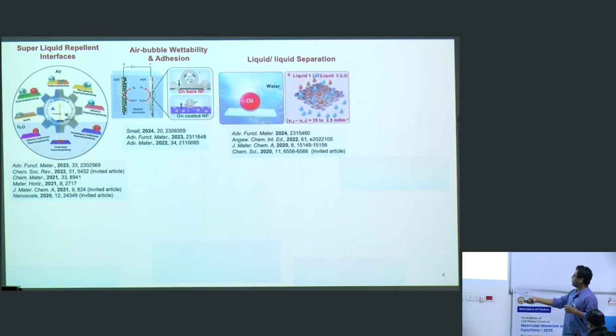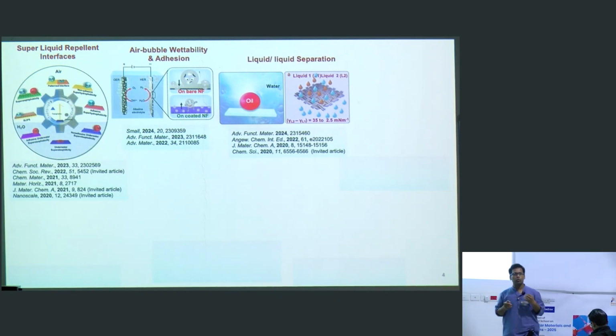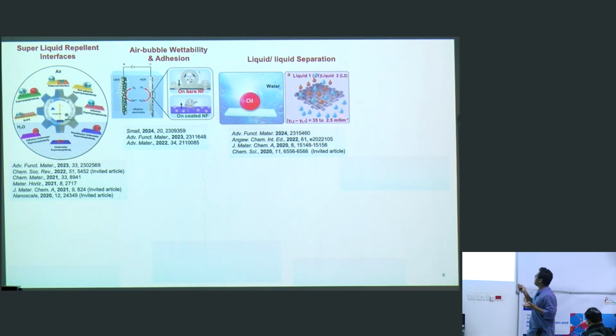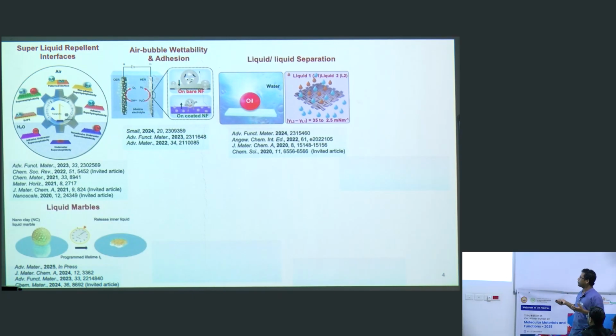Also, we recently introduced this sort of underwater superoleophobic coating inspired by fish scale, and that can be used successfully to separate oil and water from a mixture having surface tension gradient starting from 35 to even 2.5. It is a wide range, right? And you can easily separate oil and water just based on gravitational force. So environmental remediation is very much possible.